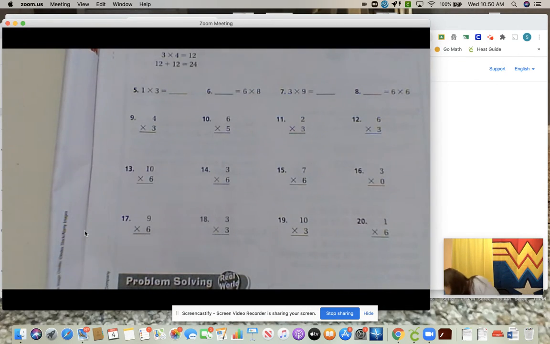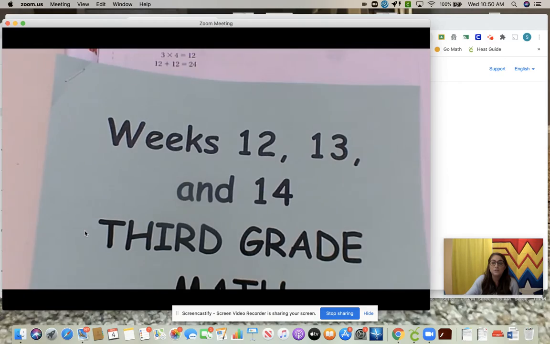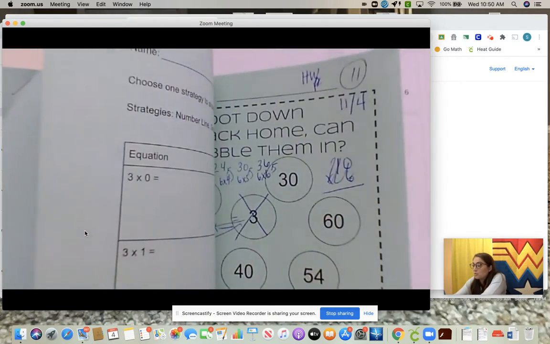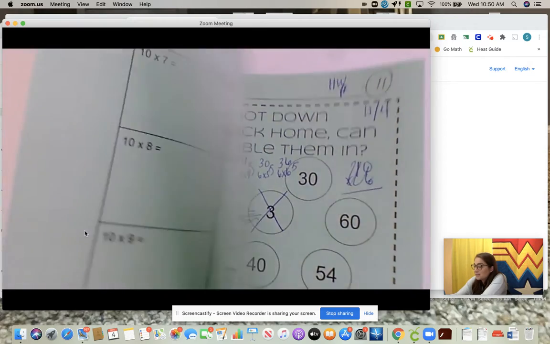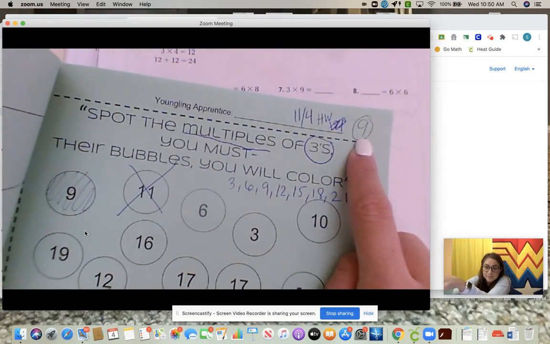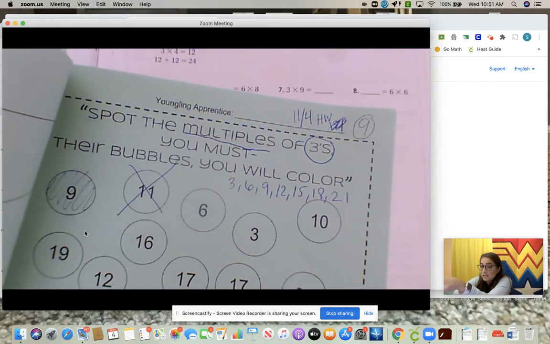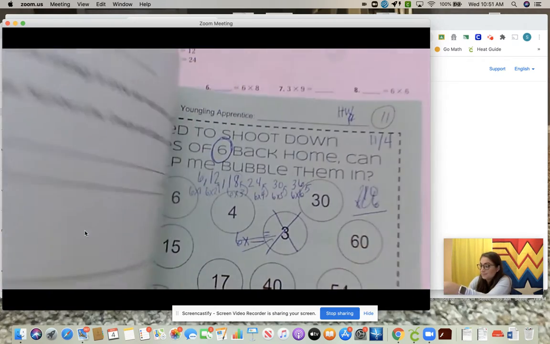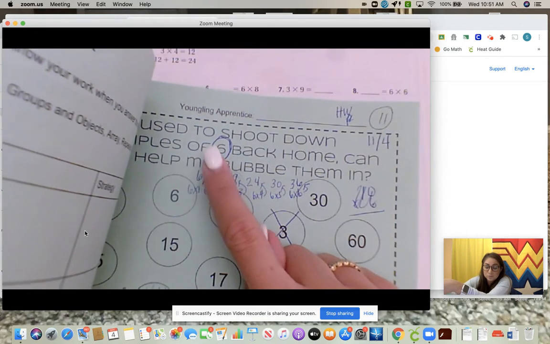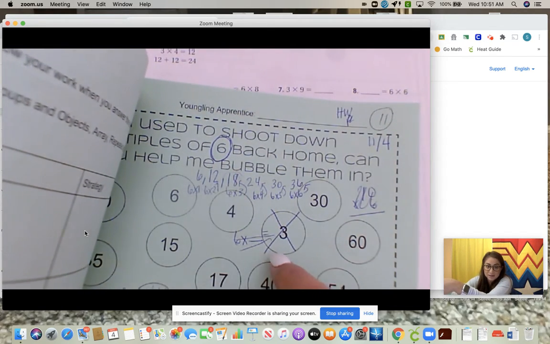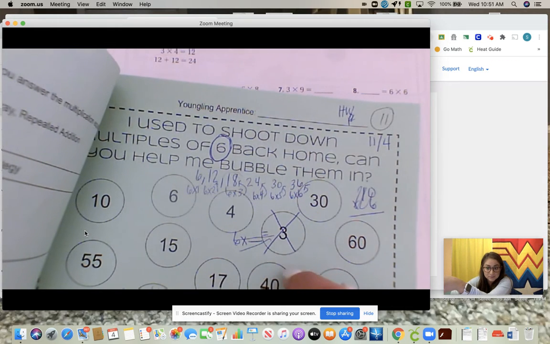Then 20 minutes today was spent on just working on our homework, and I was here to answer any questions. So if you pull out your weeks 12, 13, and 14, what is assigned next is page 9. Now we're doing multiples of 3. So we're doing the same thing here. We're coloring in. You can use your pencil. Multiples of 3, and we're crossing out the ones that are not. And page 11. Now we're multiples of 6. Crossing off ones that are not multiples of 6.